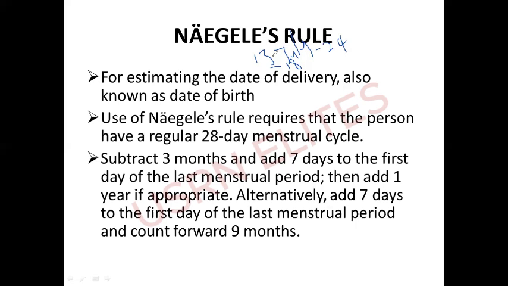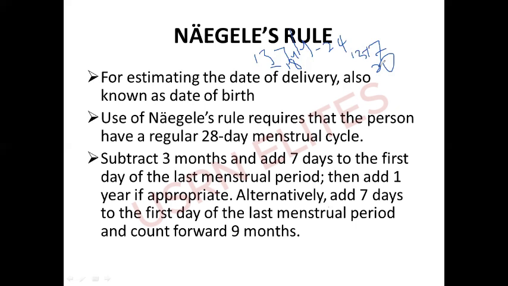If you want to determine someone's estimated date of delivery using Naegele's rule, you pick the first day of the last menstrual period, which is the 13th. Don't pick the last day, which is the 18th. When you pick the 13th, you add 7 days to it. So 13 plus 7 gives you 20. Then you count 3 months backwards, and when we finish, we count 9 months forward.